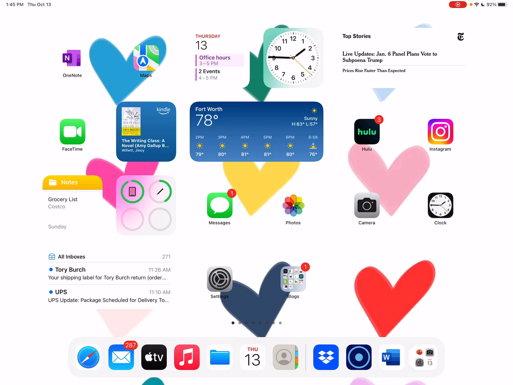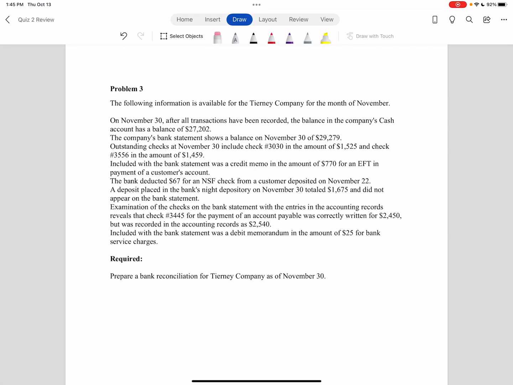Your cash account reconciliations associated with Chapter 5. If you're in my class in fall of 2022, the problem I'm going to use is from the Quiz 2 Review Study Packet, problem number 3. If you're not in that class, then feel free to take a screenshot right now of this problem that you see on the screen, and this is the one we're going to work.